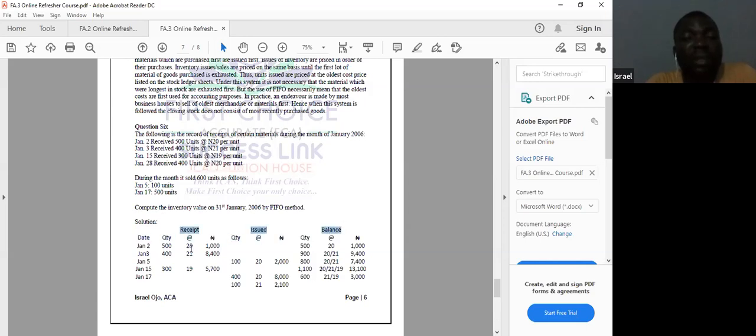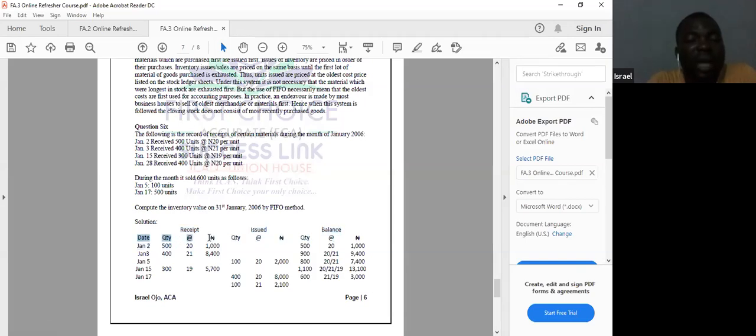The receipt means that when you purchase things, an inventory and it's coming in, it falls under the receipt. The issue is when you are letting go of the inventory, it falls under the issued. While we have the balance. The balance is the value of the inventory that we have at a particular point in time. Then we have the date. So we start with the date.